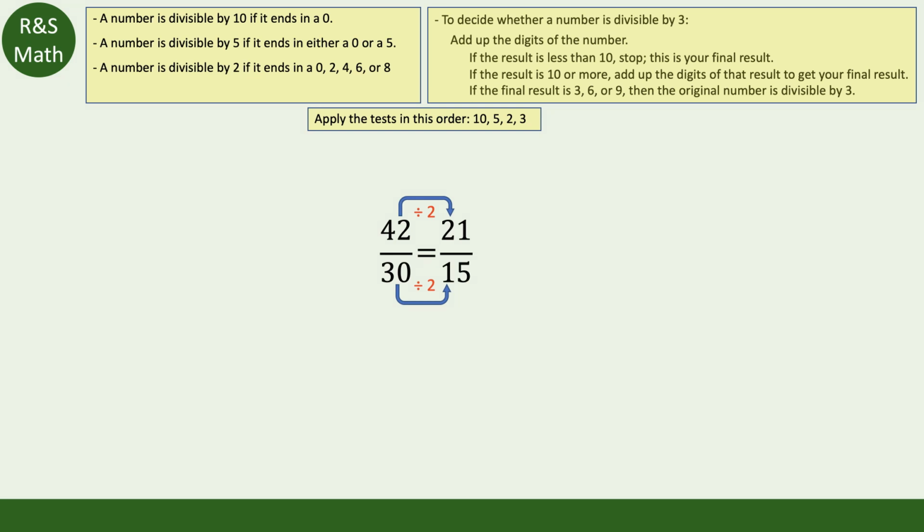Is that the simplest form? We don't have to try 10 and 5 since those tests failed the first time. And since both 21 and 15 are odd numbers, we cannot divide both by 2. So we need to apply the divisibility test for 3 to both 21 and 15. Let's do 21 first. We need to add up the digits. 2 plus 1 is 3, so 21 is divisible by 3. 1 plus 5 is 6, so 15 is divisible by 3. 21 divided by 3 is 7, and 15 divided by 3 is 5. This gives us 7/5. From here we can see that there are no other numbers that divide evenly into both 7 and 5, so 7/5 is the fully simplified form of 42/30.